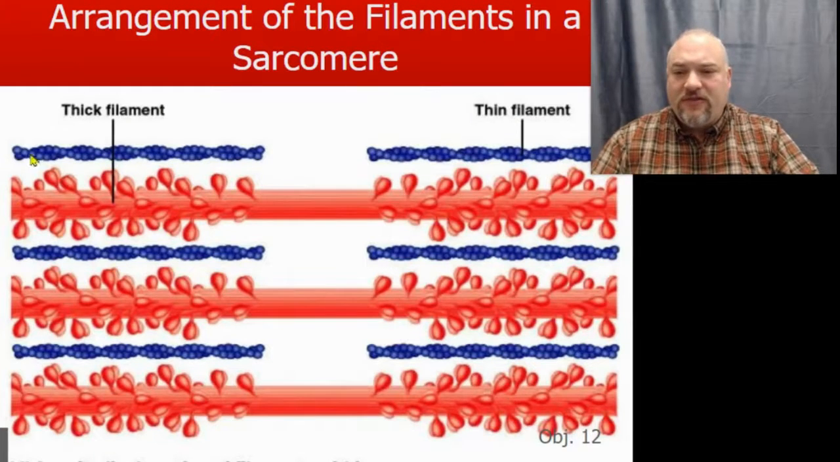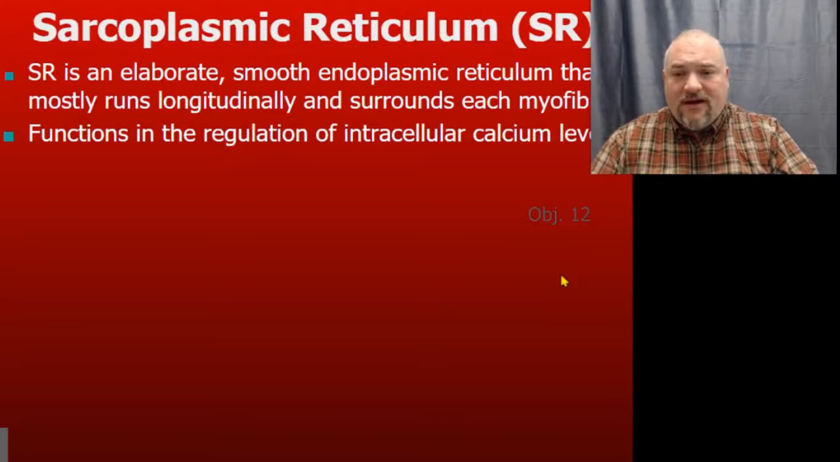Just another view of how this works. This would be the M line right here. There's myosin, actin, and the actin is going to come over to the side, and it's going to hook up to other actin over here, creating the Z disc. It's kind of off the picture, but that's how they're arranged. All right.